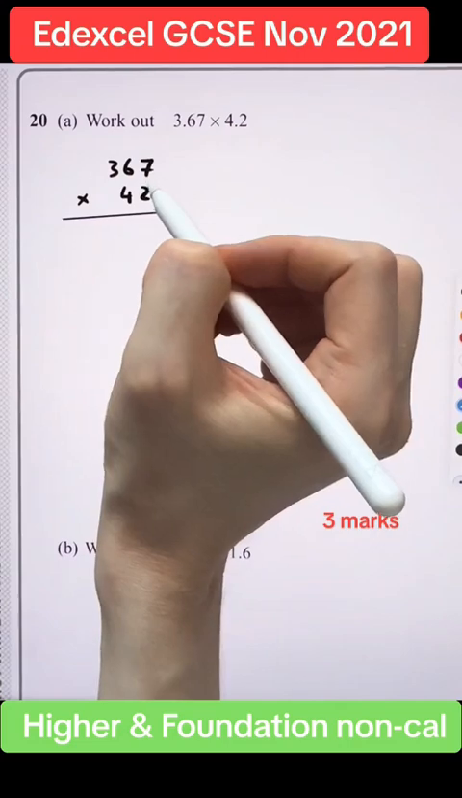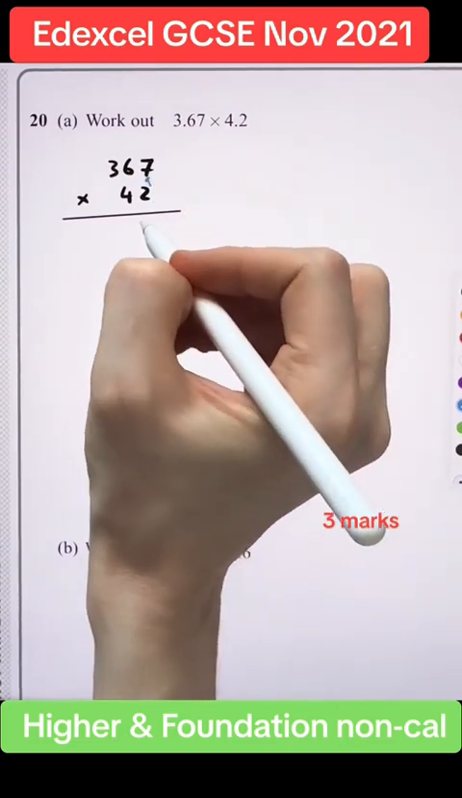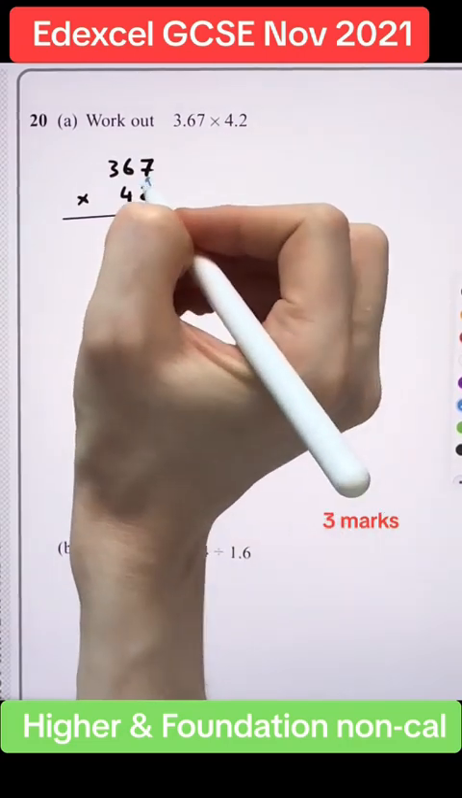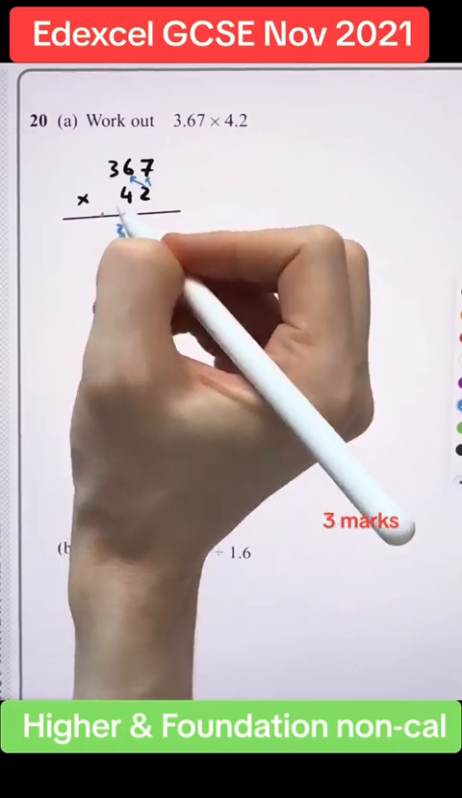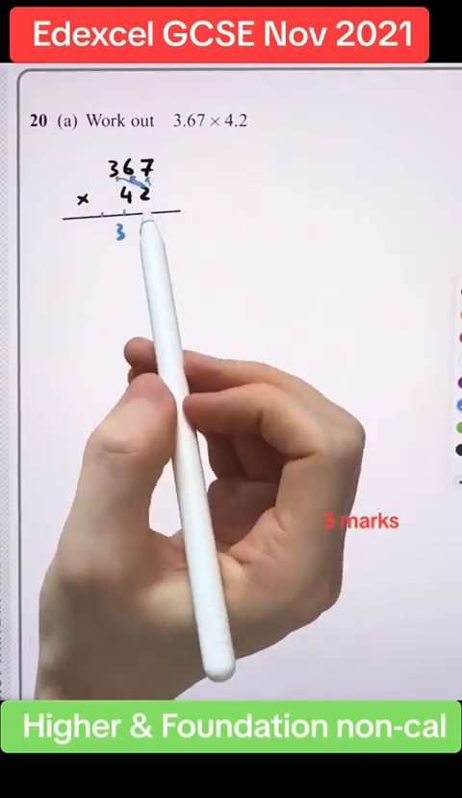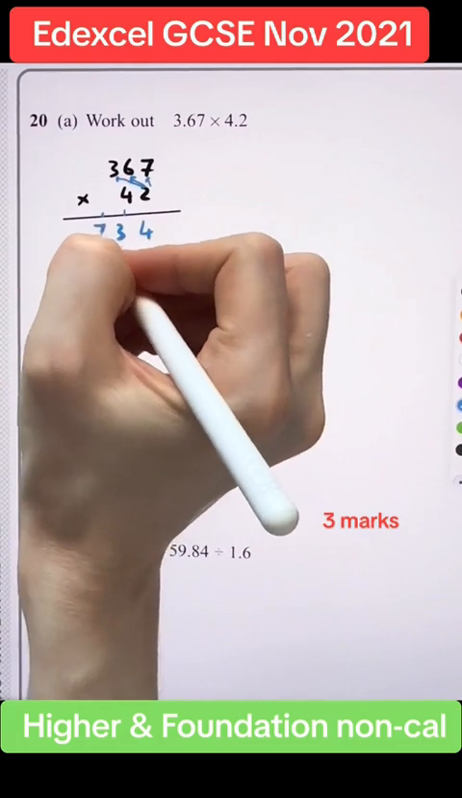Starting with the ones column, I know 2 times 7 gives us 14. So 4 down, carry the 1. I know that 2 times 6 is 12. Add the 1 I carried gives me 13. So 3 down, carry 1. And I know 2 times 3 gives us 6. Add the 1 I carried gives me 7.